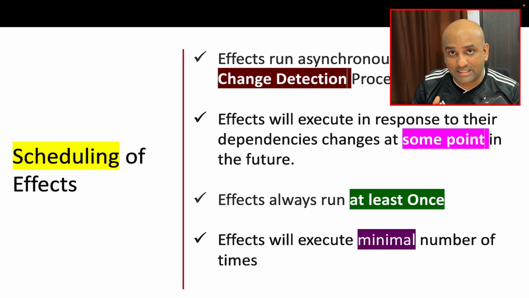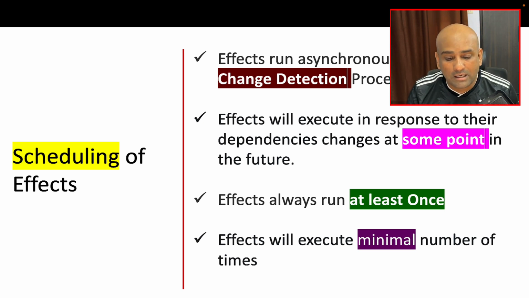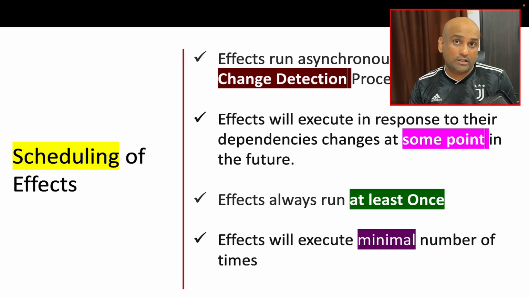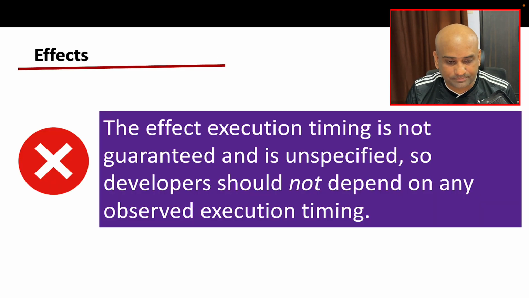Effects are tied with the change detection process. They are guaranteed to run sometime in the future if changes happen in the signal. An effect always runs at least once, and effects will execute a minimal number of times. That's about scheduling of the effects.